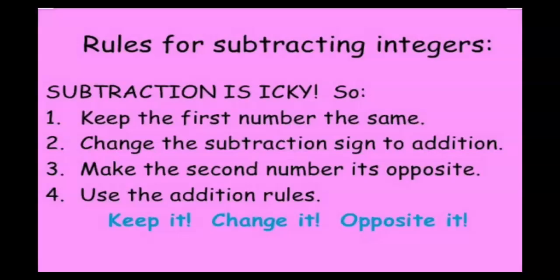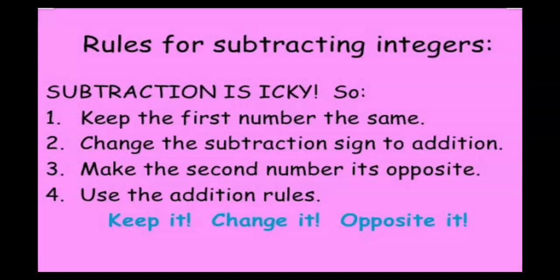Now let's look into the steps. Rules for subtracting integers. Keep the first number the same. Second step, change the subtraction sign to addition. Third step, make the second number its opposite. Fourth step, use the addition rules. So finally, at the end, we'll again be using the addition rules.